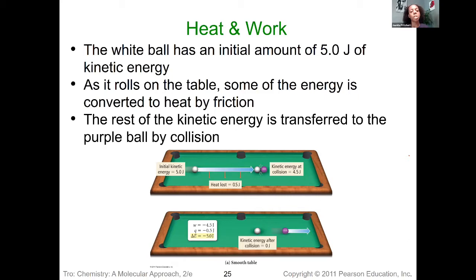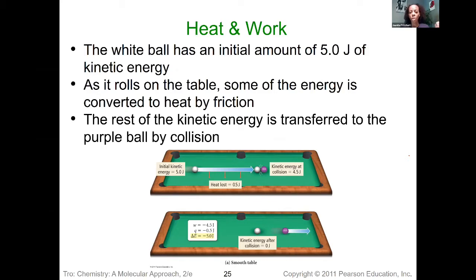All right, so let's look at this example. It says a white ball, or the cue ball, has an initial amount of 5.0 joules of kinetic energy. So it has some amount of energy stated before it. Now, as I hit the cue ball in motion, it's going to start to roll. And as it starts to roll, there's going to be heat that's generated because of the friction between the ball and the table. So there's going to be some amount of heat that's lost. Well, since the cue ball, the thing we're studying, is losing it, we would assign that heat value as a negative value. We're losing that heat to the surrounding area.